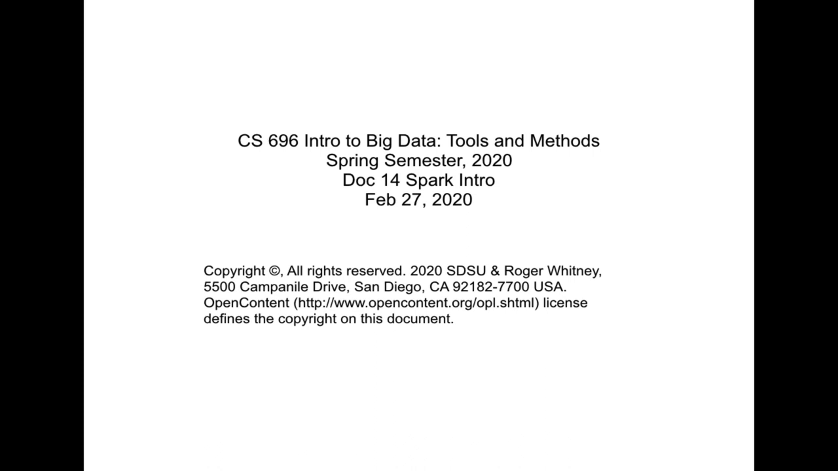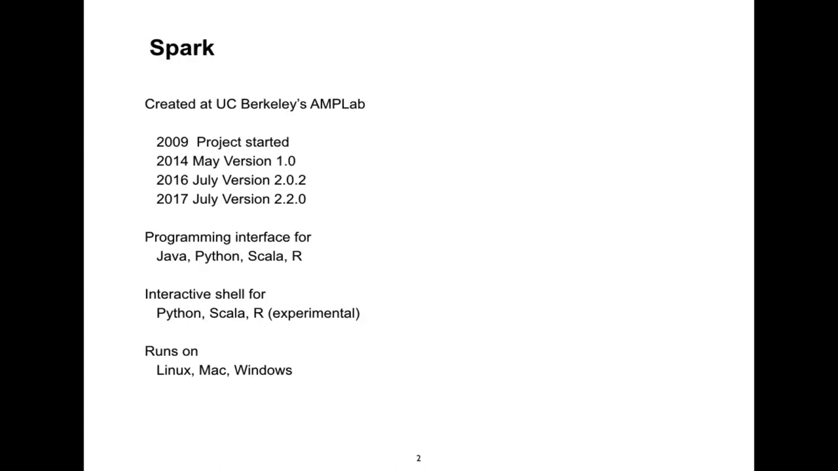Now what you've all been waiting for, right? Spark. I started a project at Berkeley in 2009, and in 2014 version 1 came out. So depending on whether you count from the start of the project or the first real release, it's either 6 years or 11 years old.